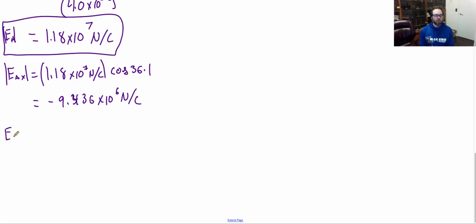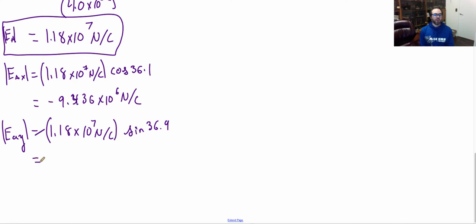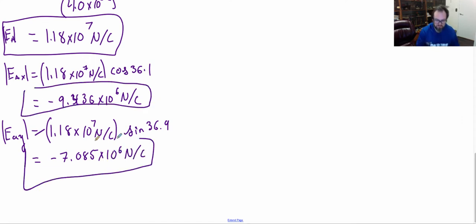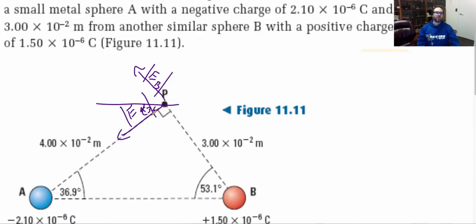Now let's look at my y value for A. My y value is going to be 1.18 times 10 to the 7 newtons per coulomb multiplied by sine 36.9. And that's going to end up giving me a negative 7.085 times 10 to the 6 newtons per coulomb. And once again, the x and y components here are going to be negative because if we look at it, we're going down for my y and we're going to the left for my x.